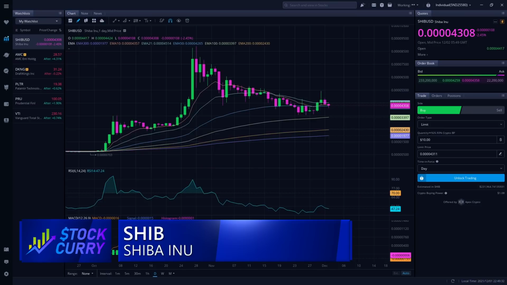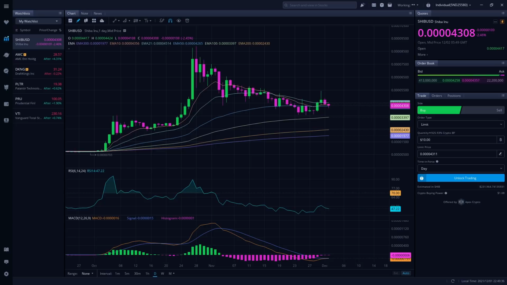And the next crypto we're going to talk about is SHIB. This is Shiba Inu. SHIB failed to hold confirmation of a rebound as it failed to get the golden cross on the MACD. So for the short term, SHIB looks like it will either trade flat or slightly down.